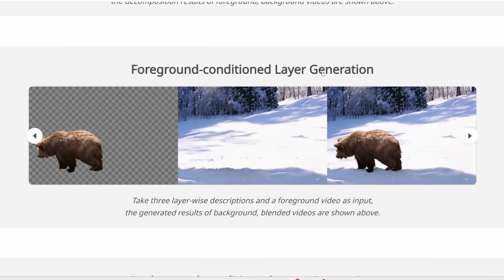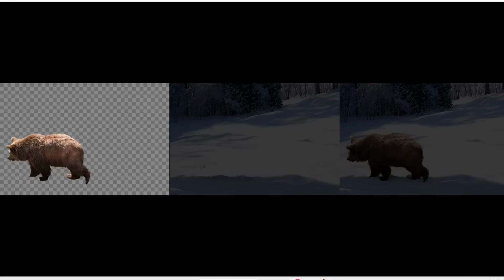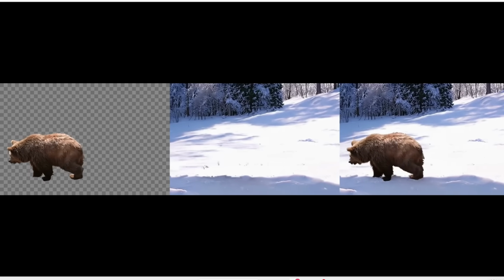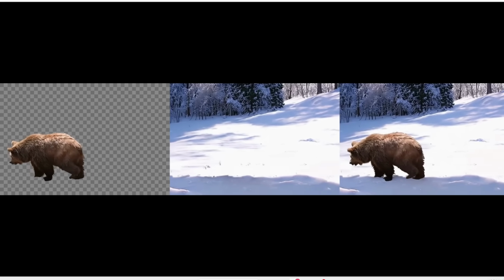It can also take an existing foreground or transparent video, such as this bear as the input, and generate the appropriate background for that. So if we merge both of these together, it's a seamless video of this bear walking in the snow. And notice that this background layer also kind of follows the camera movement of the original layer. So everything blends in seamlessly.